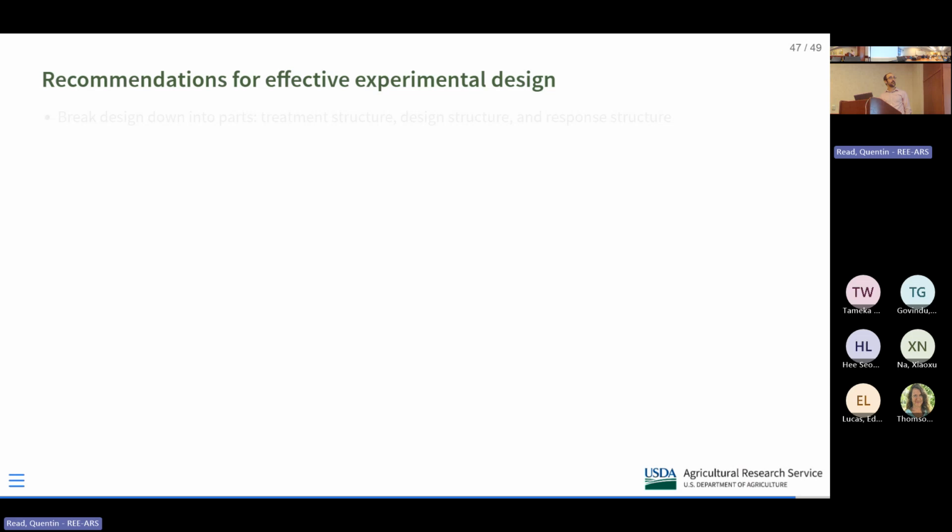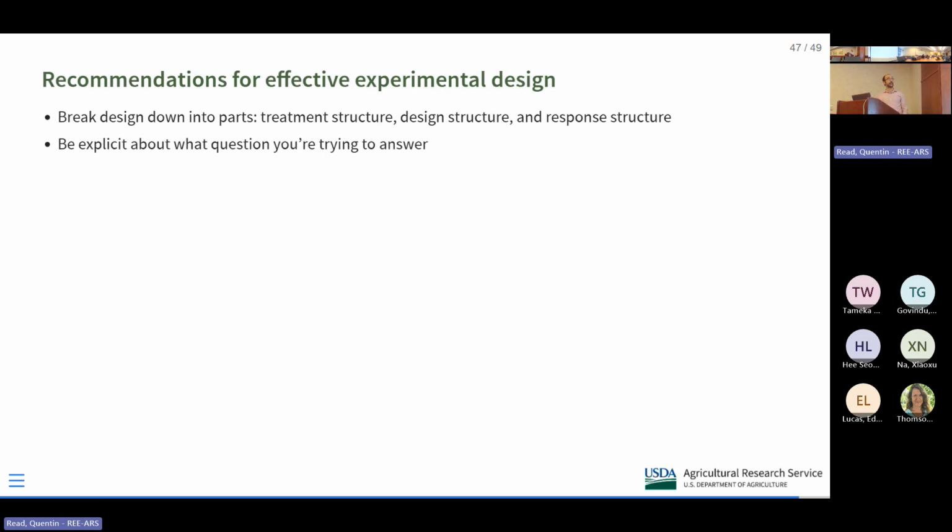So my final recommendations are: when you're designing an experiment, think about all the different components, how the treatments are assigned, and when you're measuring and what you're measuring it on. It's really important to know and be explicit about what question you're trying to answer, and to be aware of what you're controlling for, and to strike that balance between control of other variables and realism.